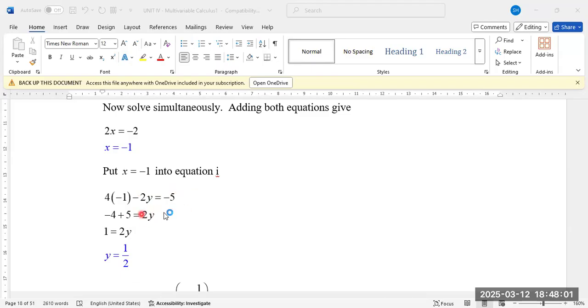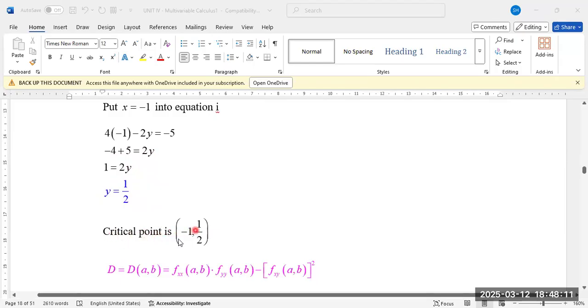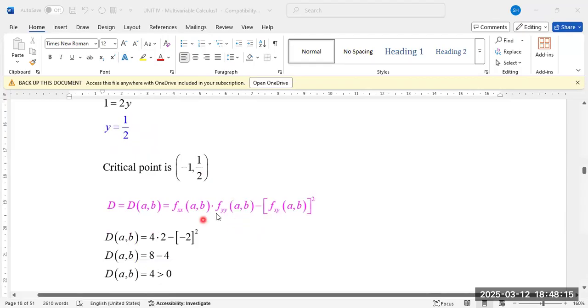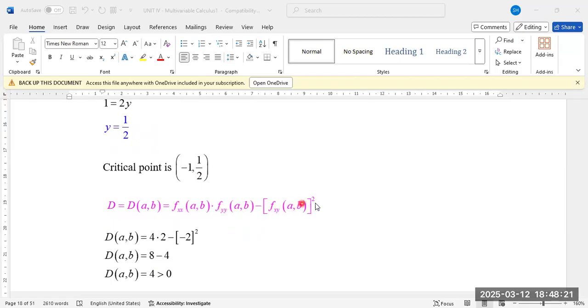And I'm adding 2y to both sides, so the 2y becomes a positive 2y on this side. Minus 4 plus 5 is going to give me a positive 1 equals 2y. When I divide both sides by 2, I'm going to get y equals a half. So my critical point is negative 1 comma half.